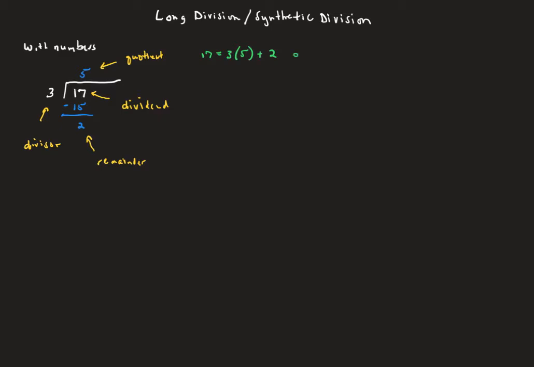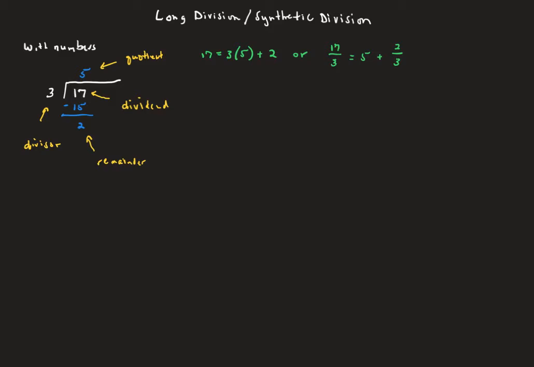A second way you can write this would be to write 17 divided by 3 is equal to the quotient 5 and then plus the remainder 2 over what we divided by as a fraction. That is, we would call that 5 2/3. But this is going to be the way we think about it in terms of doing this with polynomials.